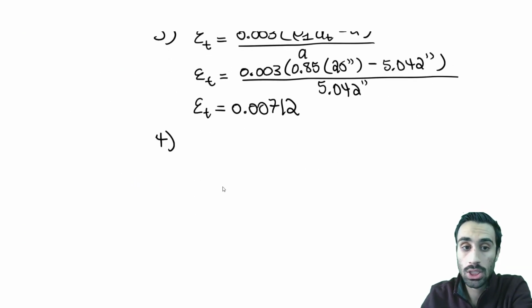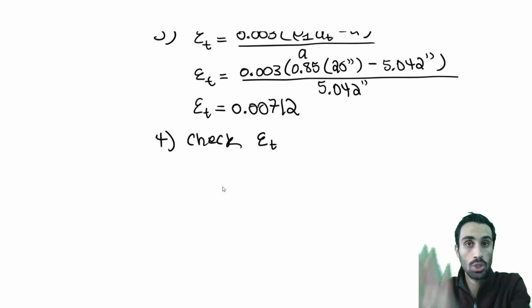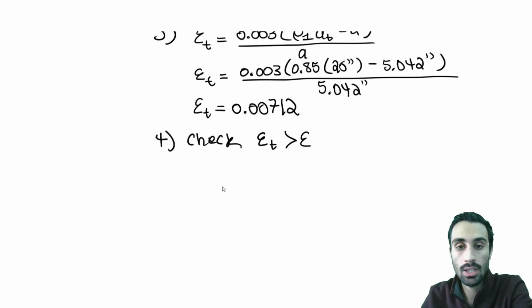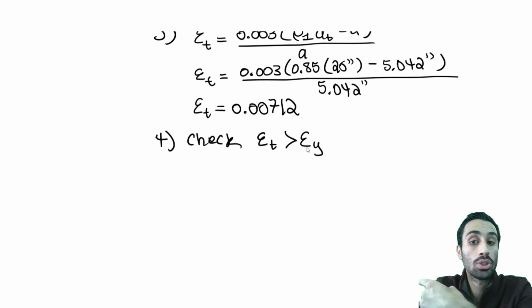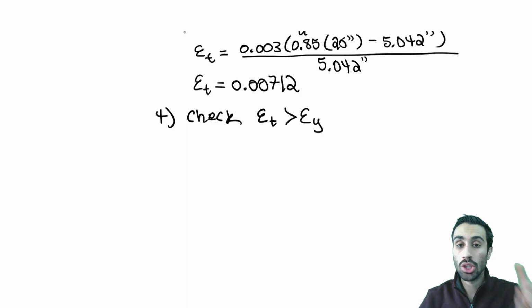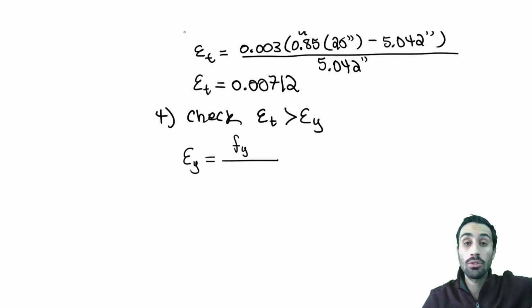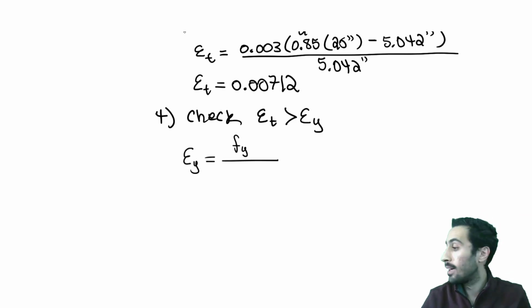So for number 4, it's just a check. So we will check that the strain in the steel based on this design or specific section is bigger than the yield strength, or the actual yield strain of the steel. So we know we already have εt, right? The actual strain that we calculated. We have to check if it's bigger than εy. So how would we get that εy? So I'm going to give you the basic equation. εy is going to equal our what? We take the Fy for the steel, which is like the yield stress for the steel, and you divide by our modulus of elasticity for the steel.